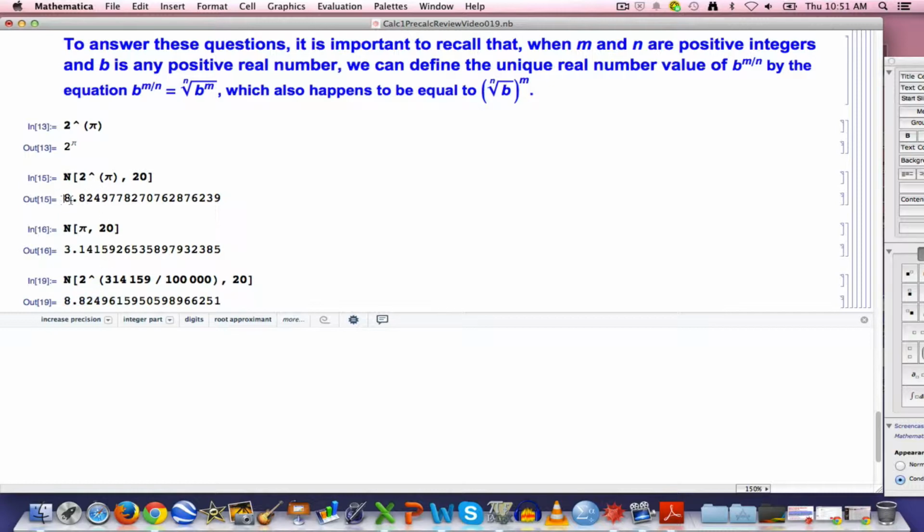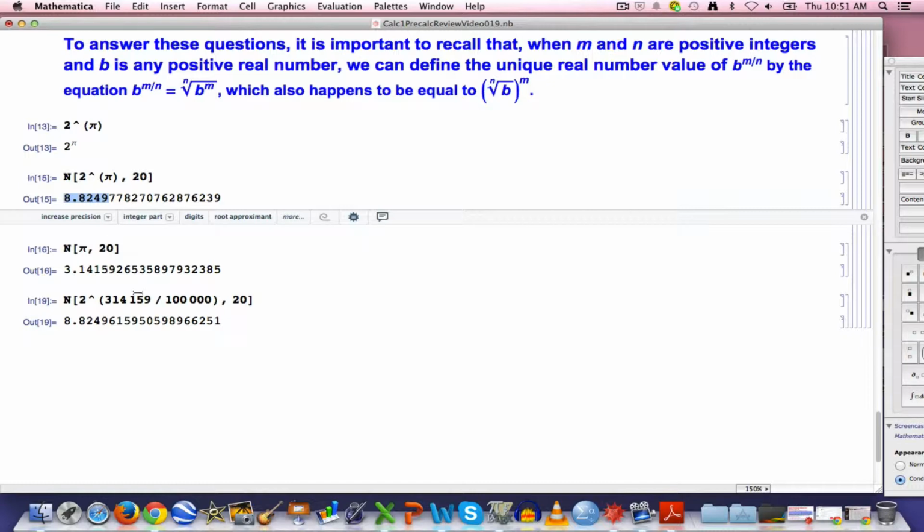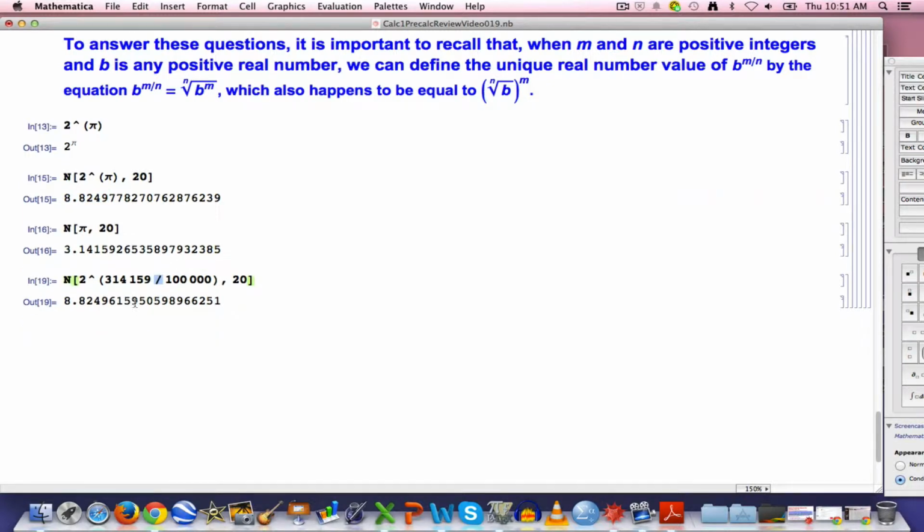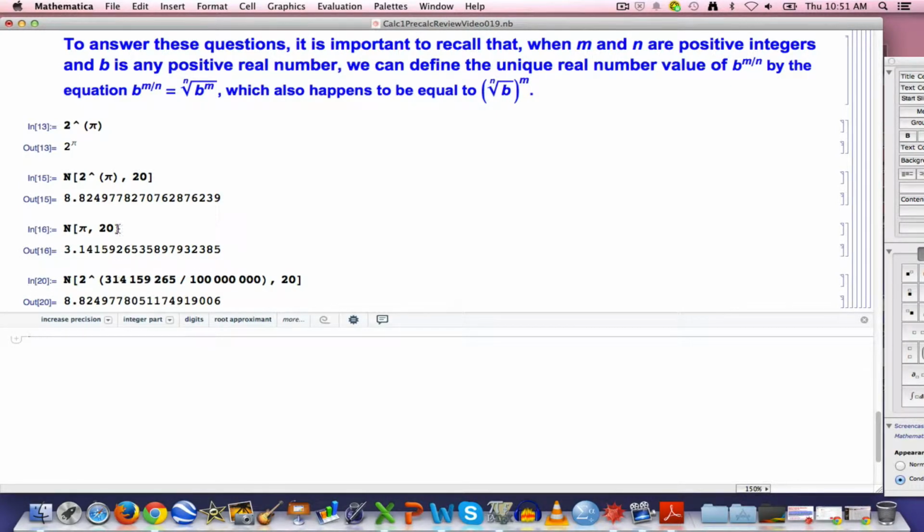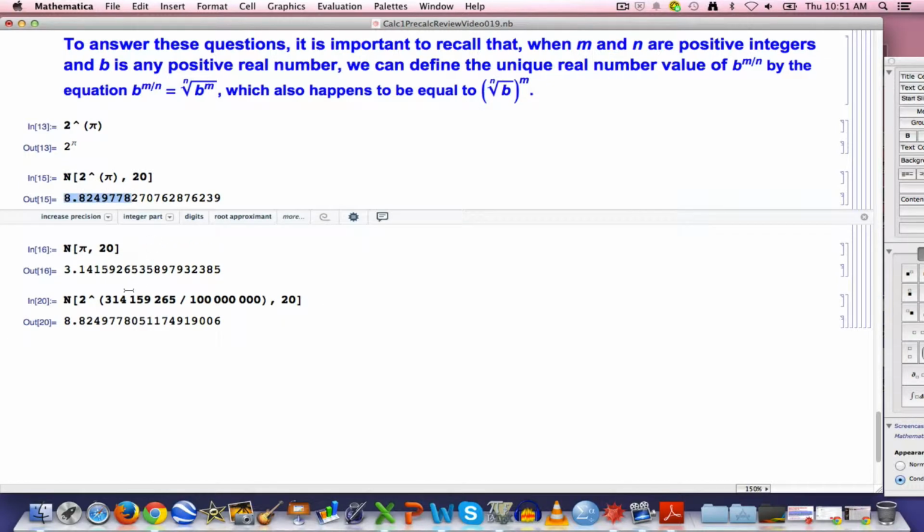8.82496. Okay, that matches up to 8.8249. Let's go one more. Let's add 3 more decimal places here, 265, and add 3 zeros here. Now we have a match out to, it looks like, 8.8249778. Okay? So you're getting better and better approximations for 2 to the pi.